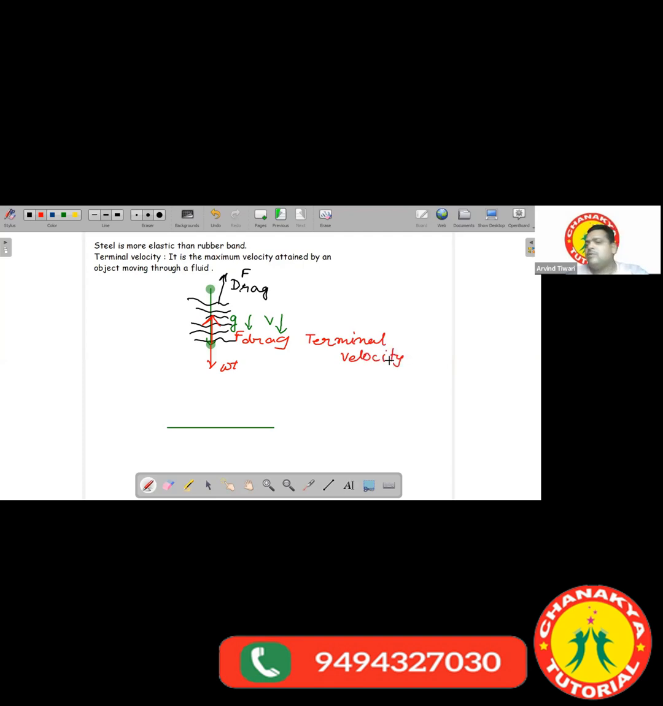Okay. So just once, what is terminal velocity? Can you explain? The maximum velocity attained when an object is moving in a fluid. Yeah. So the maximum velocity attained by an object moving through a fluid.